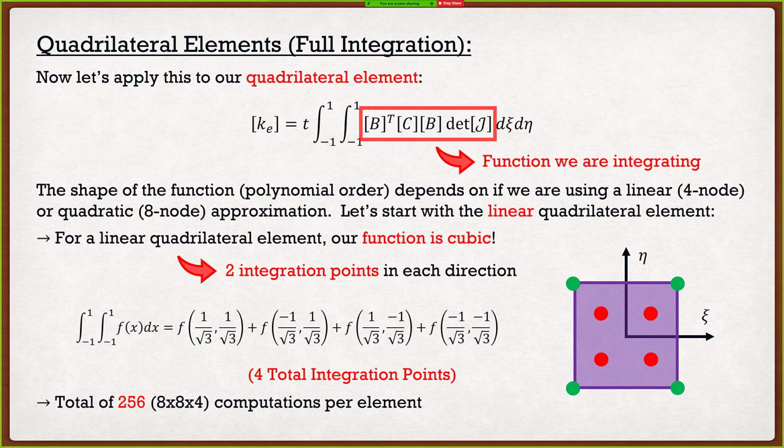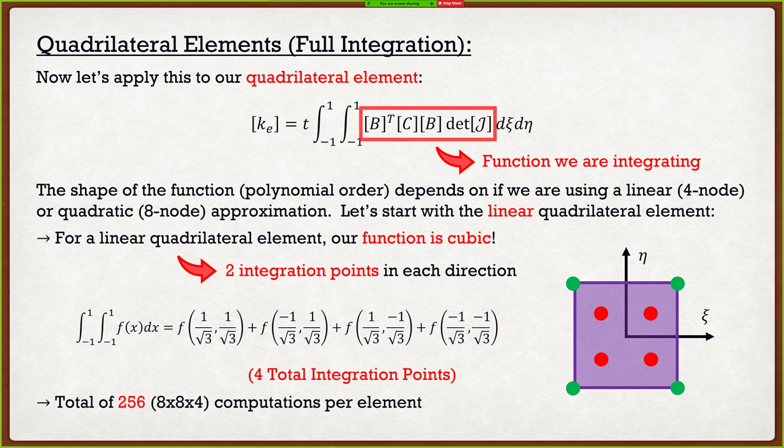It's hard to describe. Element of it. You guys know where the 8x8x4 comes from? We have an 8x8 stiffness matrix, and we have 4 integration points. So each, that's the word I was looking for, component of that stiffness matrix has to be evaluated at 4 separate points. This is where we get the 256 computations per element from.